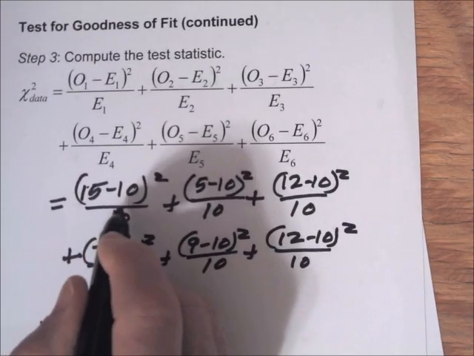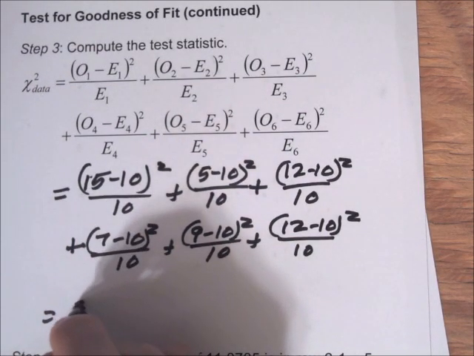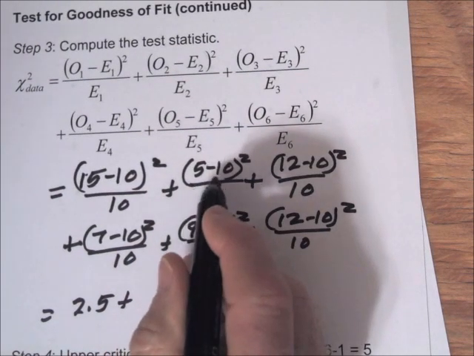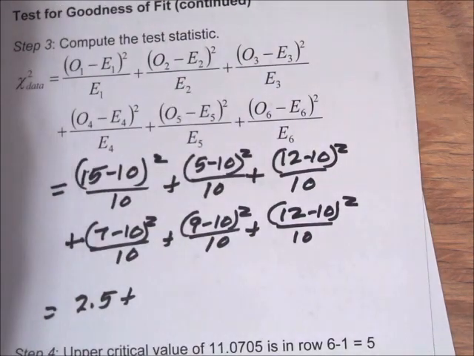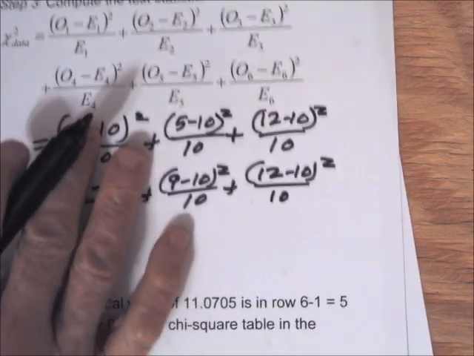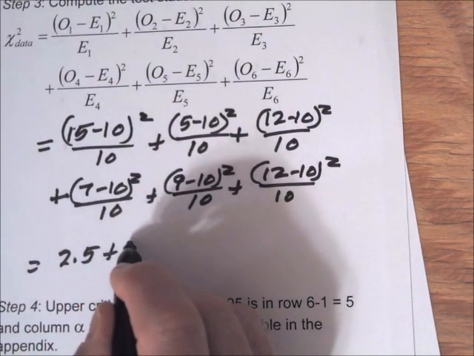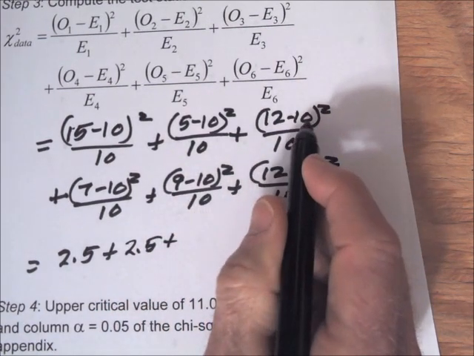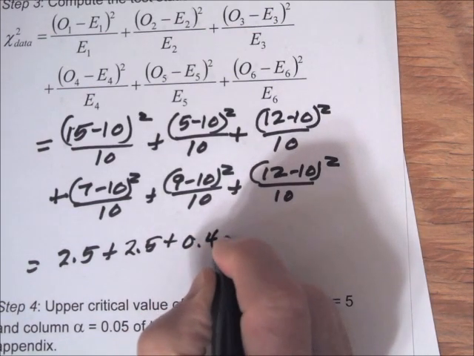So 5 minus 10 is 5. 5 squared is 25. 25 divided by 10 is 2.5. This is going to be 5 minus 10 is negative 5. You square the minus sign, it comes out positive. Negative 5 times negative 5 is also 25, and 25 divided by 10 is 2.5. 12 minus 10 is 2. 2 squared is 4. 4 divided by 10 is 0.4.